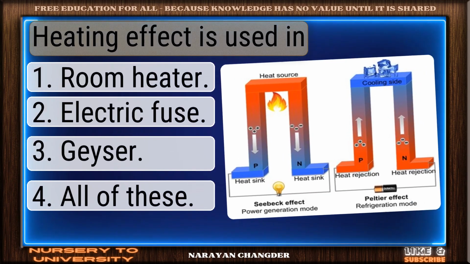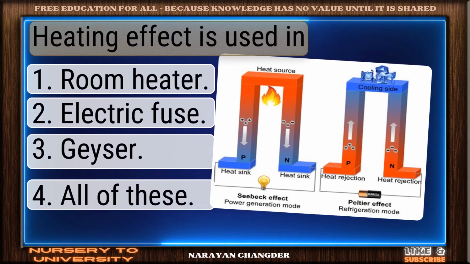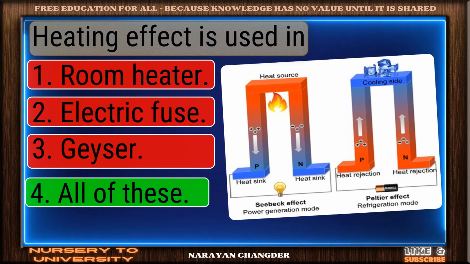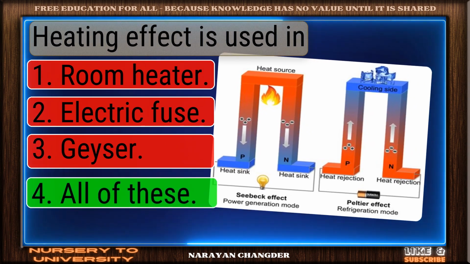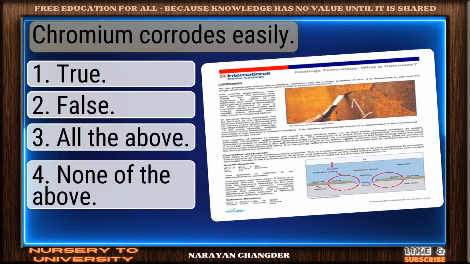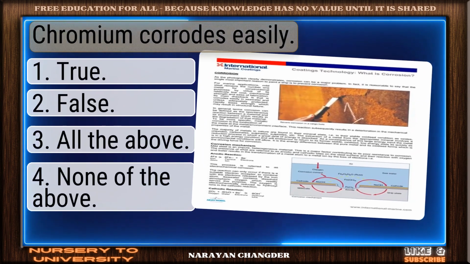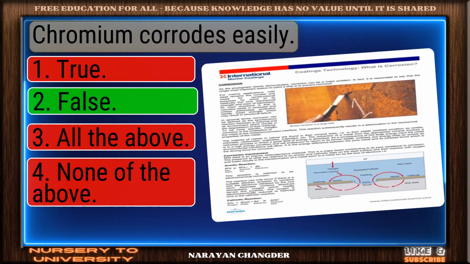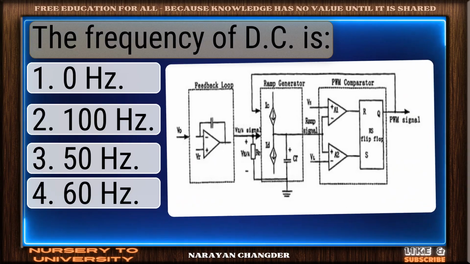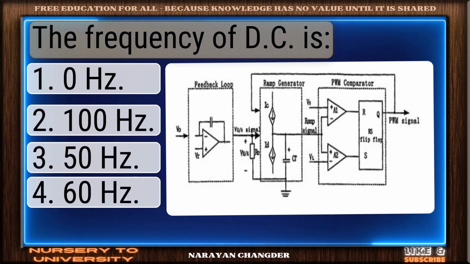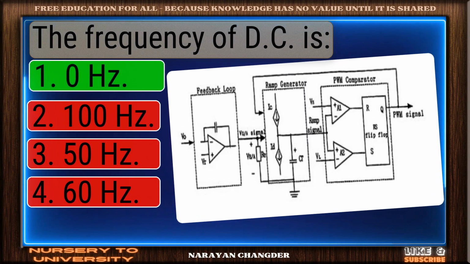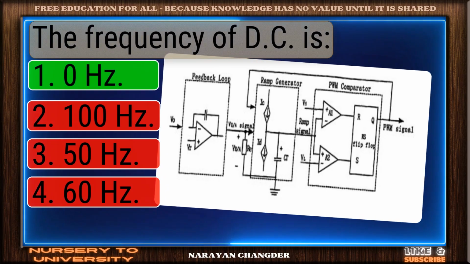Question number 267. Heating effect is used in. You're right. All of these is the correct answer. Question number 268. Chromium corrodes easily. Well picked. False is the correct answer. Question number 269. The frequency of disease. You got it. Your choice Zira has is right.